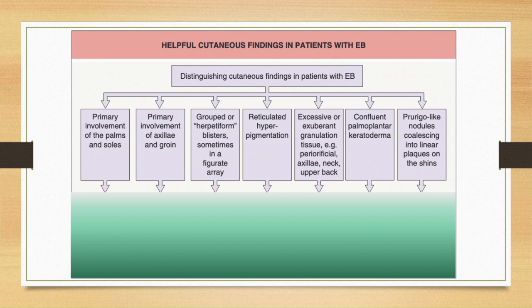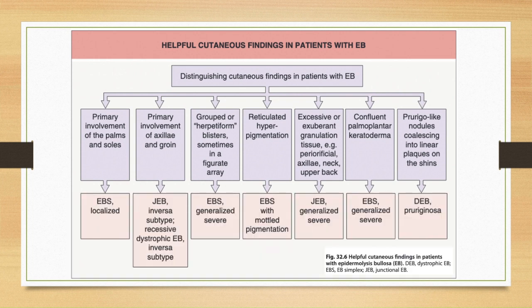Primarily involving the palms and soles, unspecified. Get a good idea of what that is in your head. Primarily involving the axilla and groin. Remember, this is a subtype, or some subtypes we didn't quite go over, but briefly mentioned. How about the herpetiform lesions and arcuate? How about the hyperpigmentation variant? Granulation tissue? How about a confluent PPK? How about prurigo-like nodules? Yeah, you guys got this.